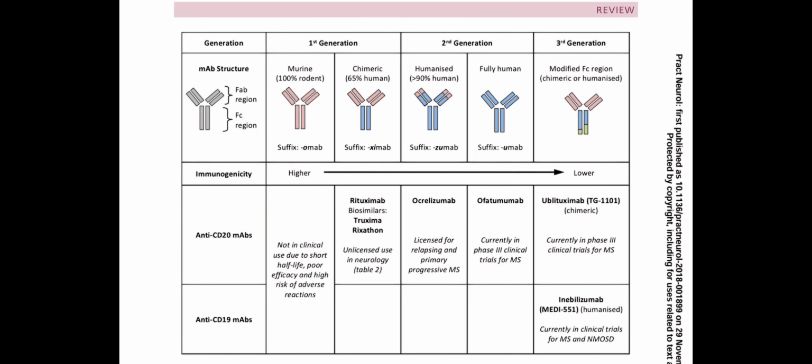Subsequently, chimeric antibodies were developed, containing approximately 65% human and 35% murine components, and were designated by the suffix XIMAB. For example, Rituximab, a chimeric anti-CD20 monoclonal antibody, belongs to this category and became the prototype B-cell depleting therapy.